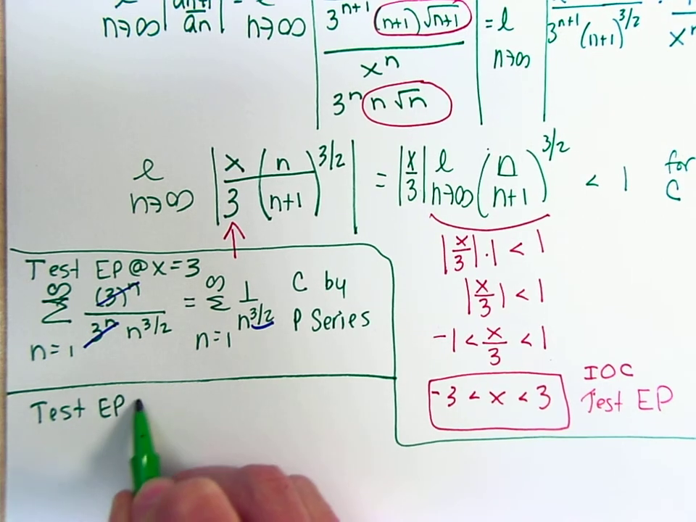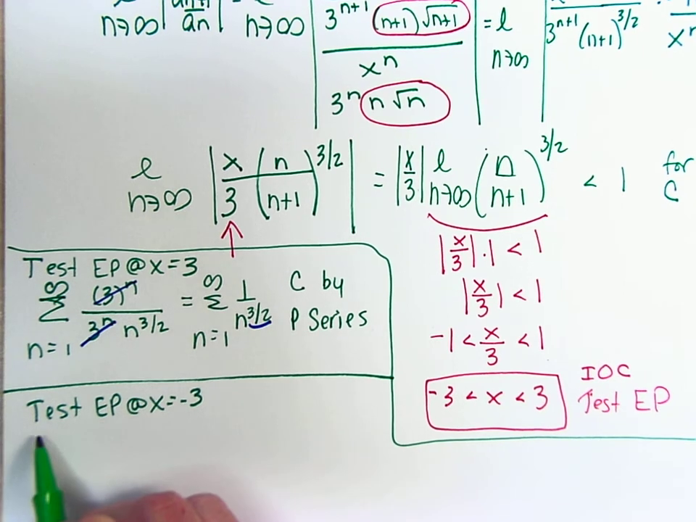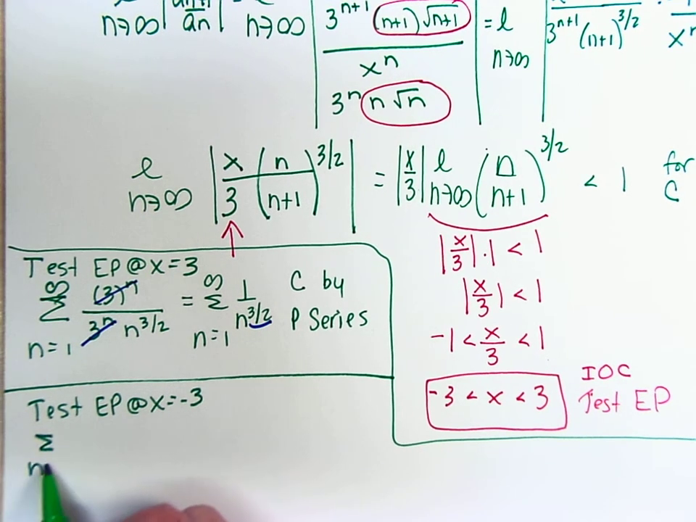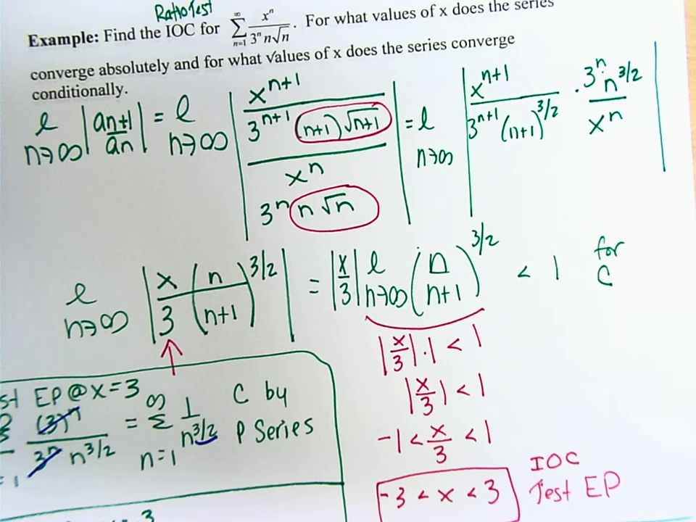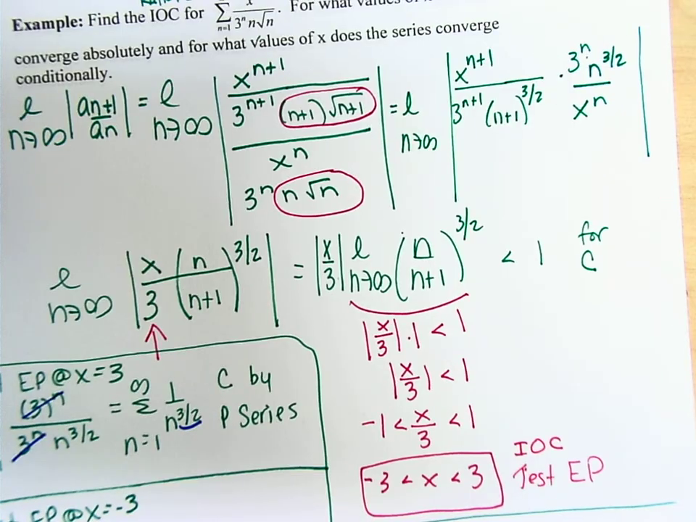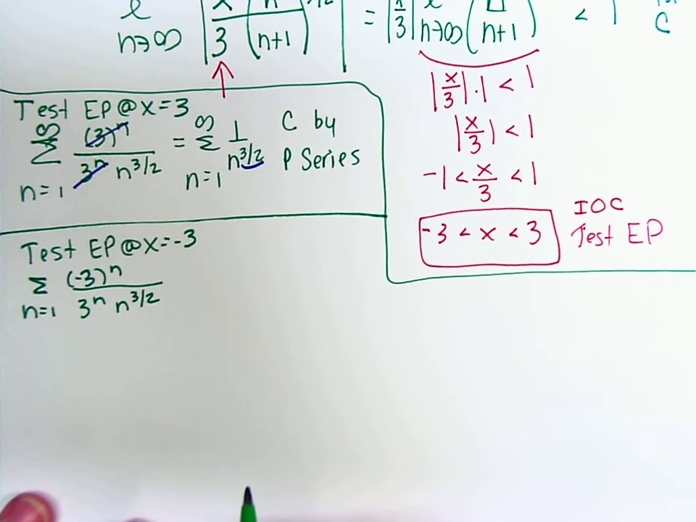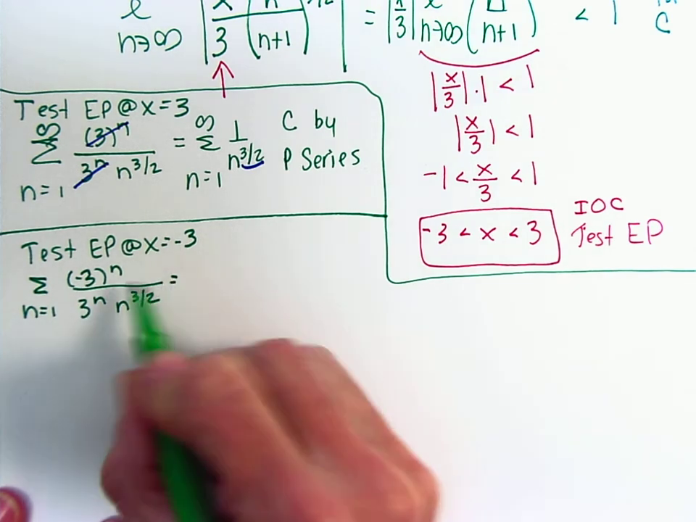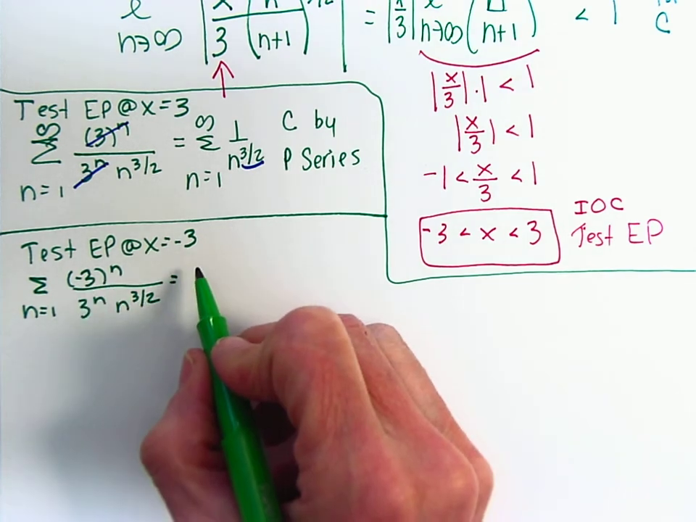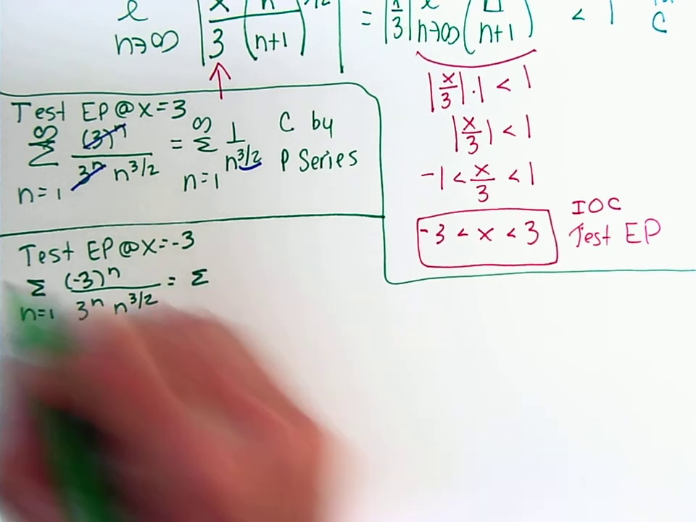at x equals -3. This one's going to be a little more challenging. Okay, same idea. We're plugging in the -3 for this x value. So this becomes -3 to the n all over 3 to the n to the 3/2. Now I see that we have a negative here, so that's going to force this to alternate in sign. So I'm actually going to bring that and isolate that term.